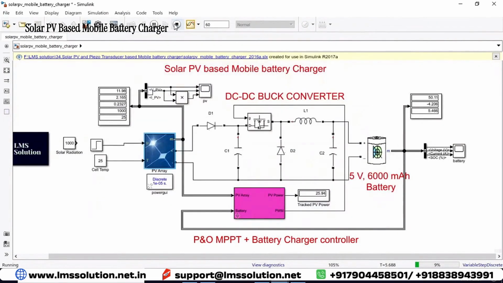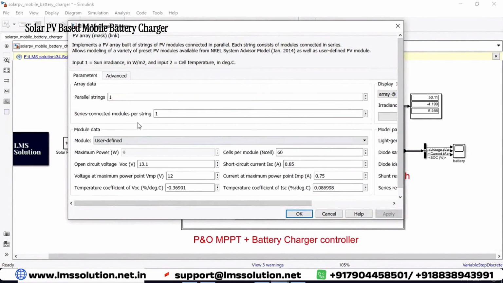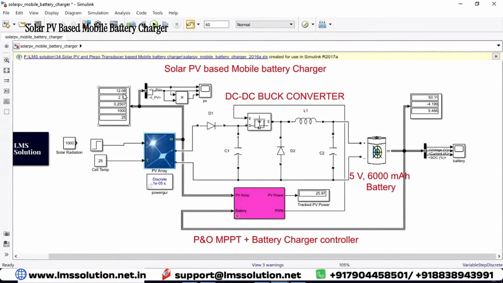Again, first I stop this simulation. Initially, I'm going to use a one series string, one parallel string model. Then the power rating of that panel is 9 watts. The maximum current it can supply is 0.75 amps, and the voltage will be 12 volts. You can see the variation of the solar panel voltage and current here, and the variation of battery voltage and current here.